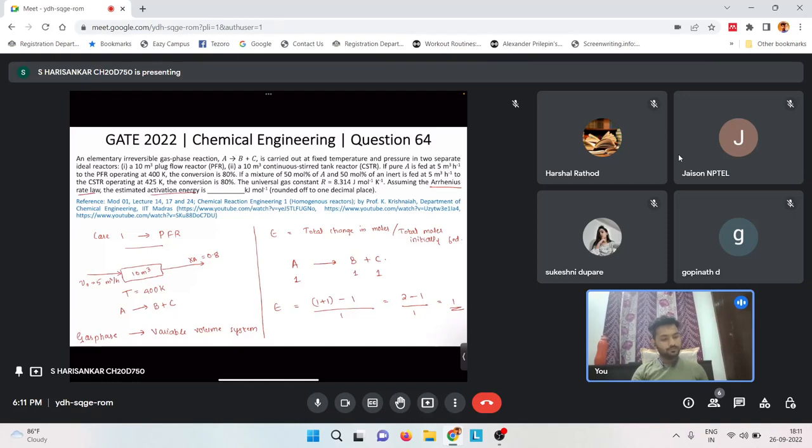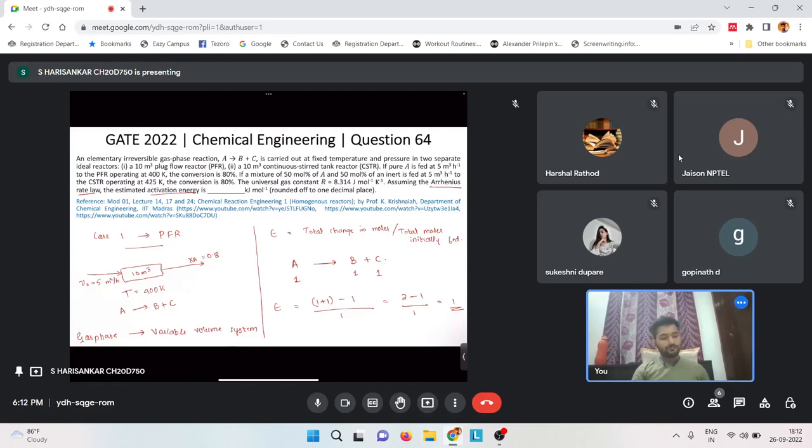If pure A is fed at 5 meter cube per hour to the PFR operating at 400 Kelvin, the conversion is 80%. If a mixture of 50 mole percent of A and 50 mole percent of an inert is fed at 5 meter cube per hour to the CSTR operating at 425 Kelvin, the conversion is again 80%. The universal gas constant R is taken as 8.314 joule per mole per Kelvin. Assuming Arrhenius rate law, the estimated activation energy is dash in kilojoule per mole, rounded off to 1 decimal place.